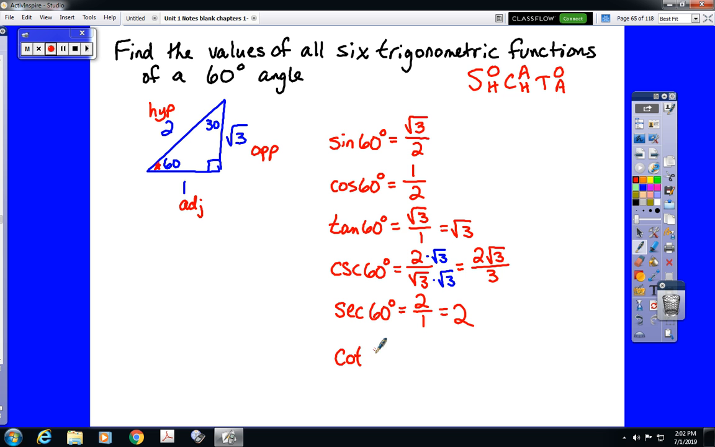And the cotangent of 60 degrees would be the reciprocal of the tangent, 1 over the square root of 3. Pen got away from me a little bit there. Let me clean that up. There we go. Which would require us to rationalize the denominator by multiplying the bottom and the top by the square root of 3, and would give us root 3 over 3.